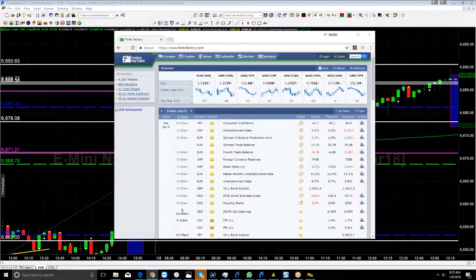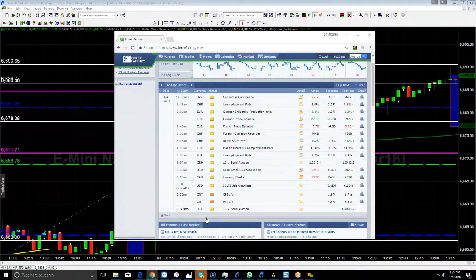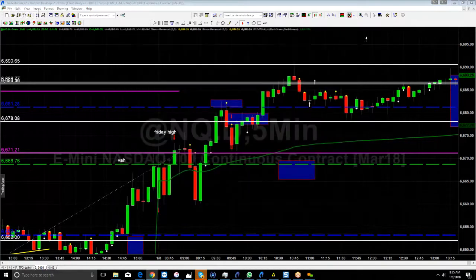We have 9 a.m. JOLTS job openings. That's about it. There's nothing else that's really very interesting on the day. That usually argues for balance. I don't know if that matters in this market, but that's what's on tap. Okay. Let's see if there's anything else I need to cover. Overnight.